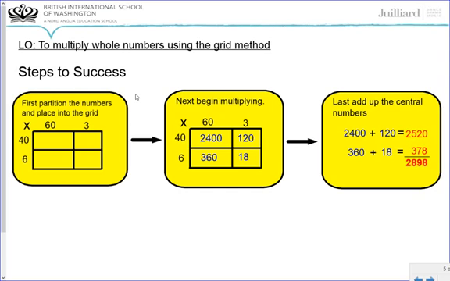Finally, these are your steps to success. First, partition the numbers and place them into a grid. Next, begin multiplying. And finally, add up the numbers in the middle. I hope you found this useful.